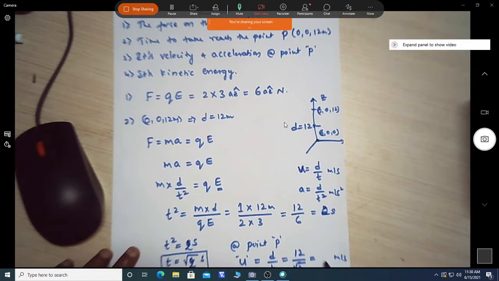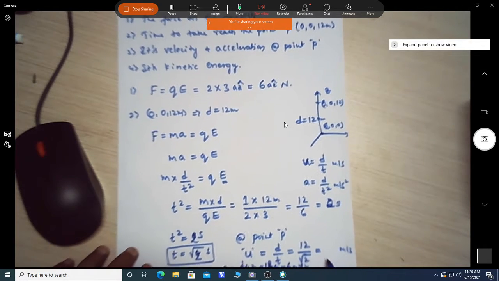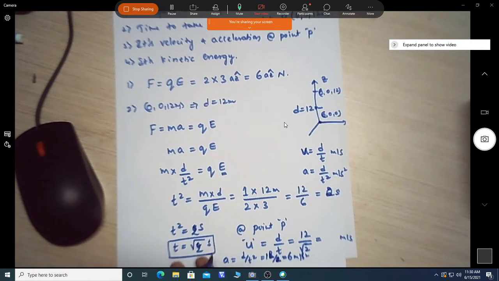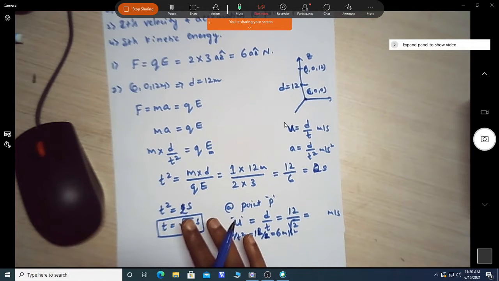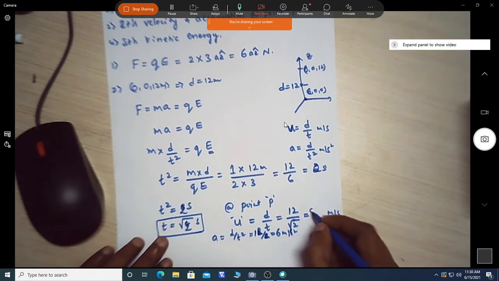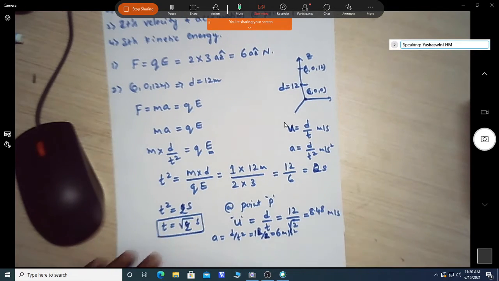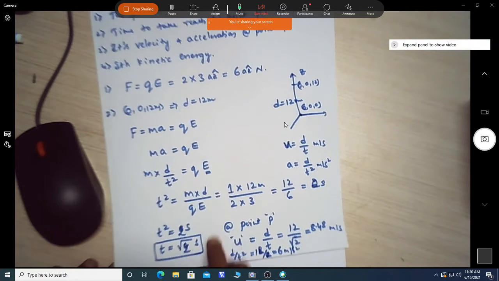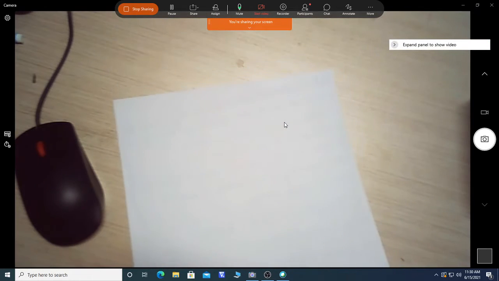So this velocity we can find out. How much is the velocity? 8.48. Yeah, 8.48 meter per second. So this is the acceleration and the velocity.